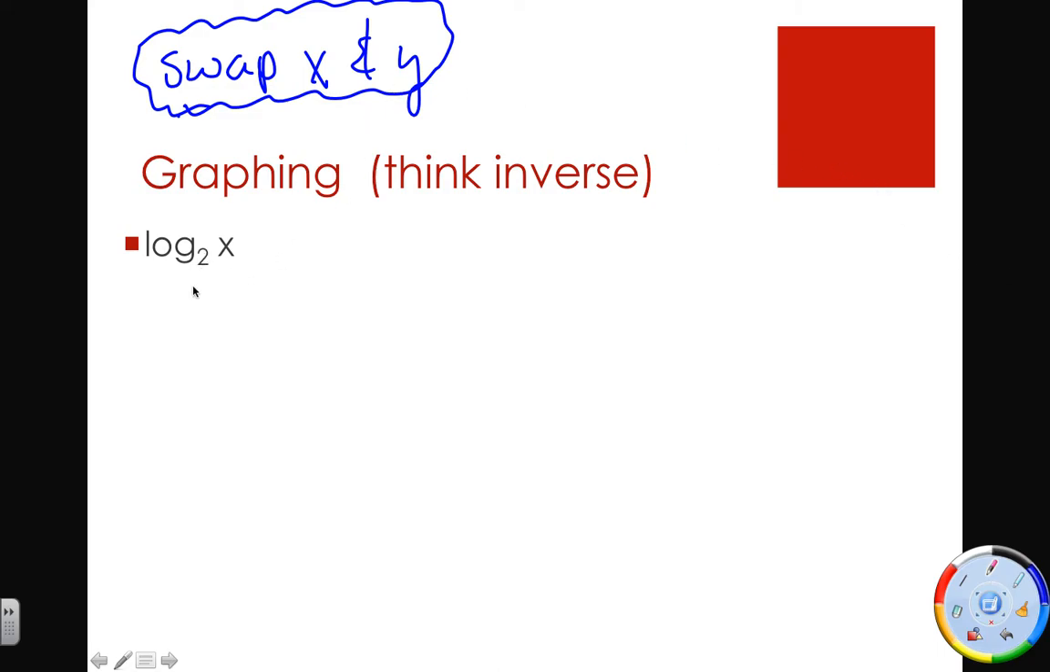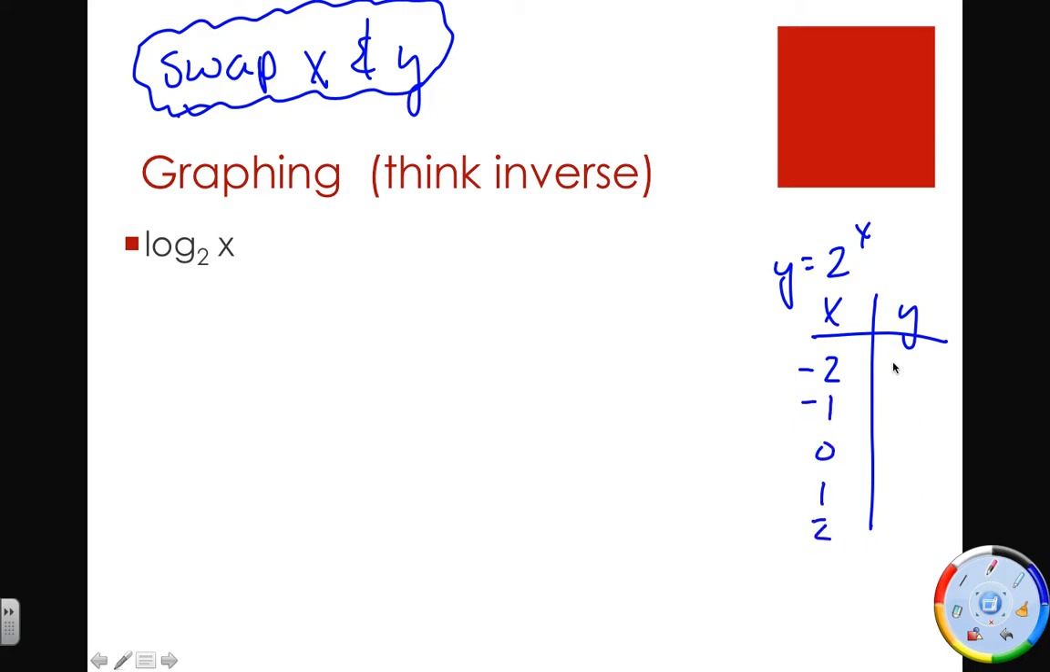And what I want to do is look at log base 2 of x. So you might recall that we started the last video with y equals 2 to the x power. And we created a table of values, and we went something like this: -2, -1, 0, 1, and 2. And we got, what did we get? 1 over 4, 1 over 2, 1, 2, and 4.